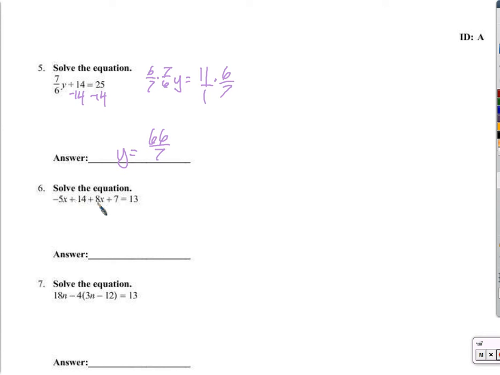Here, if you just forget about this side for a second, we have just an expression that needs to be simplified. We combine like terms. Negative 5x plus 8x is 3x. 14 plus 7 is 21. Equals 13. And now we have a problem just like number 4. We're going to negate this constant here. 13 minus 21 is negative 8. Divide by 3. X equals negative 8/3.